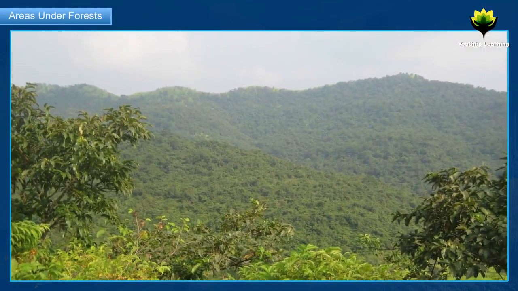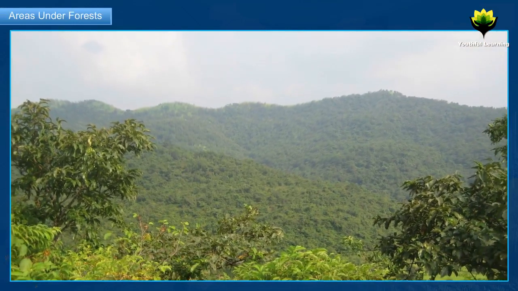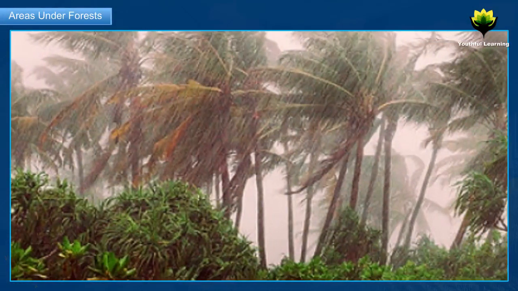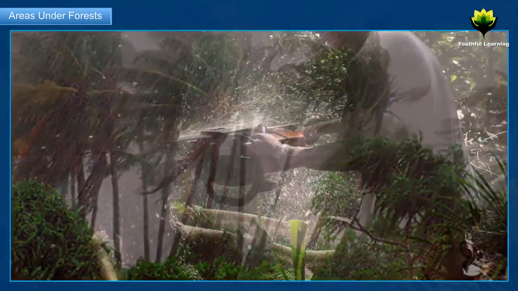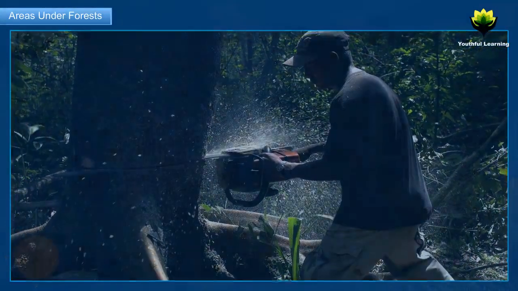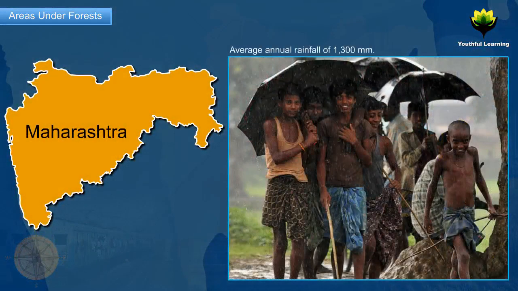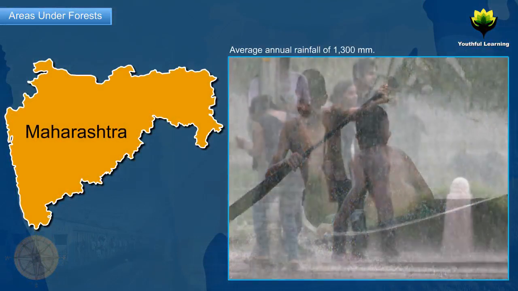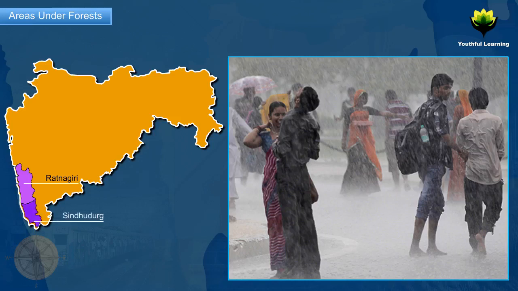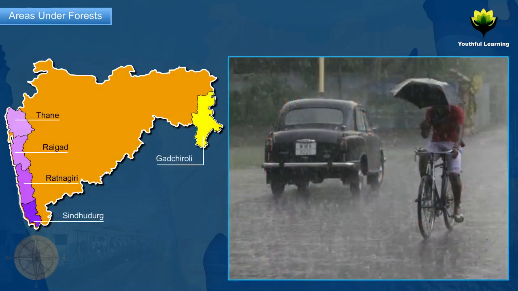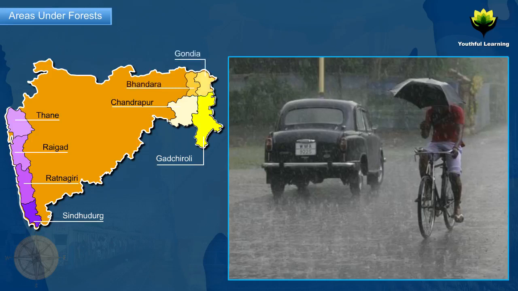Areas under forests. The extent of forest cover depends on the rainfall distribution and human activities like cutting down of trees. The state has an average annual rainfall of 1,300 millimeters. Ratnagiri, Sindhudurg, Raigad, Thane, Gadchiroli, Chandrapur, Bhandara, Gondia districts receive rainfall of more than 1,000 millimeters.